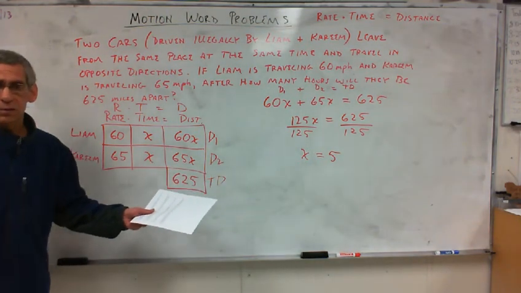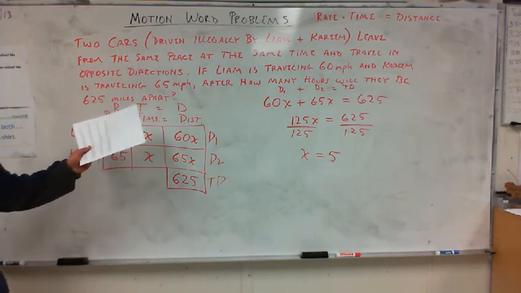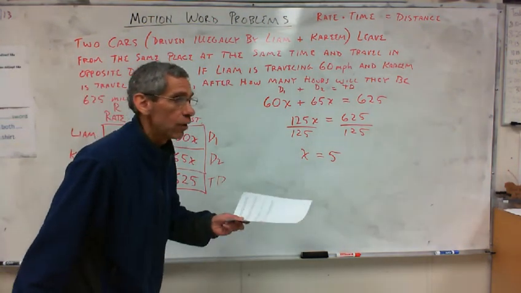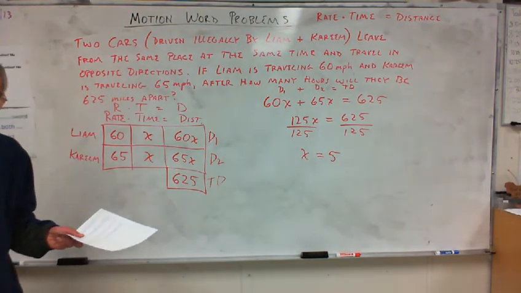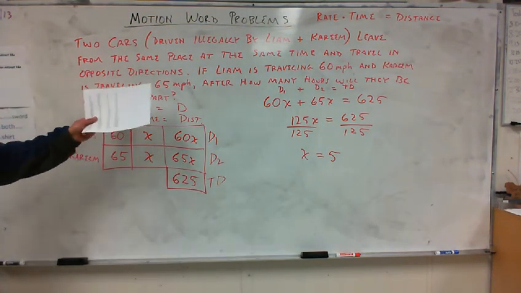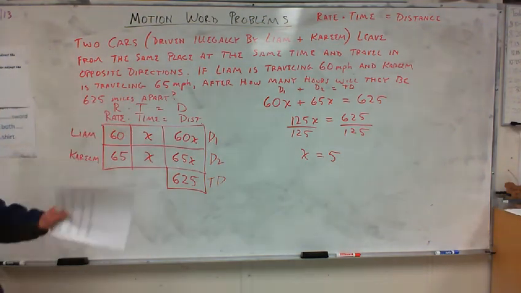Because it says it up there. It says how many hours will it be. And it's miles per hour, not miles per second. So we know it's hours. So we said 5 hours. So now, let's be sure that's the question. After how many hours will they be 625 miles apart?